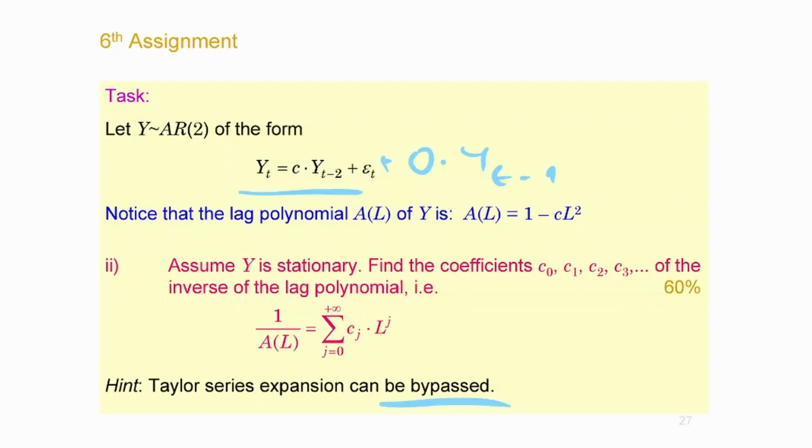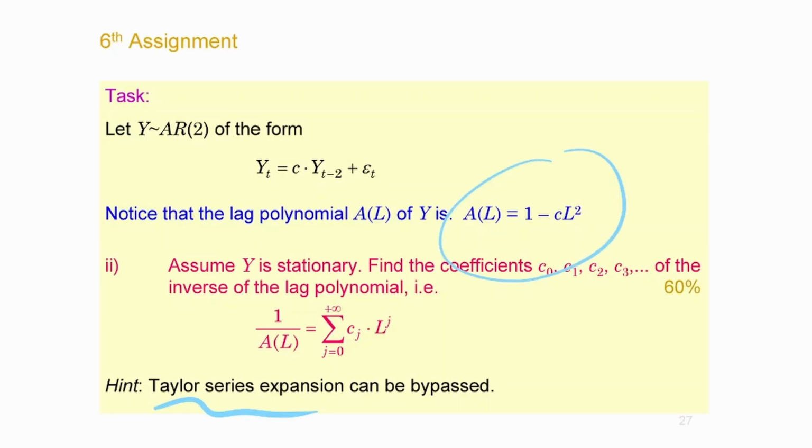Okay, so if I provide you with the solutions, you're going to see that it's going to be much easier. But think about it. Just keep that in mind. You can bypass the Taylor series expansion. So there is an alternative, and that has something to do with the structure of the lag polynomial, because it's relatively simple. Although you might not see that as such, it's going to be much, much easier than you think, okay?